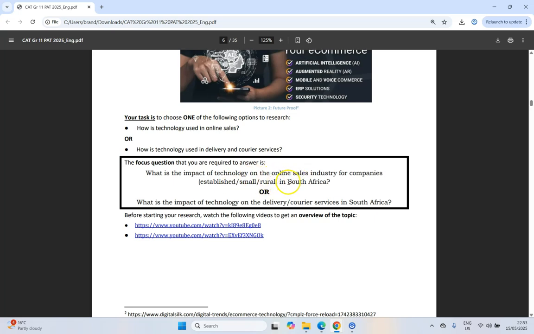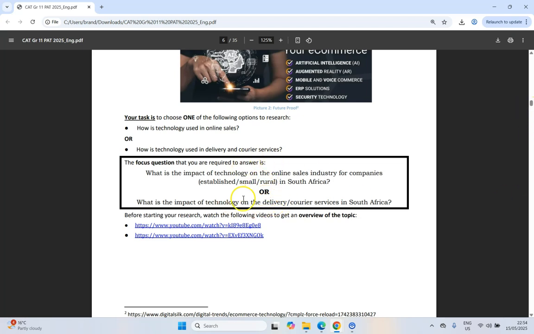You can add maybe a more specific target audience, maybe people in your province, or what is the impact of technology on teenagers who buy things online. Make sure that you pick the one that you like and then change it slightly so that it is relevant for what you want to study. There is a mark for changing it. If you just leave it as is, you're going to lose that mark. So make sure that you adapt the focus question.